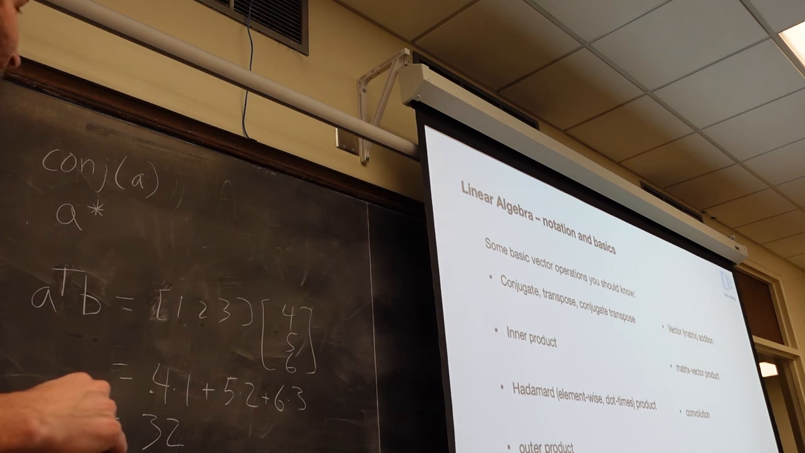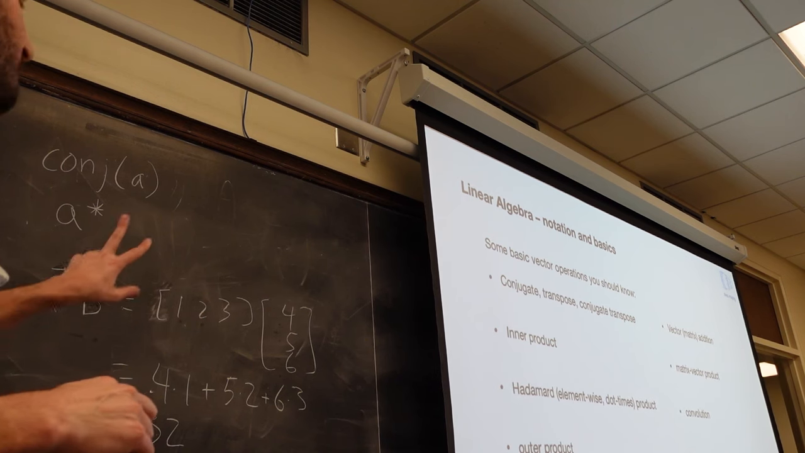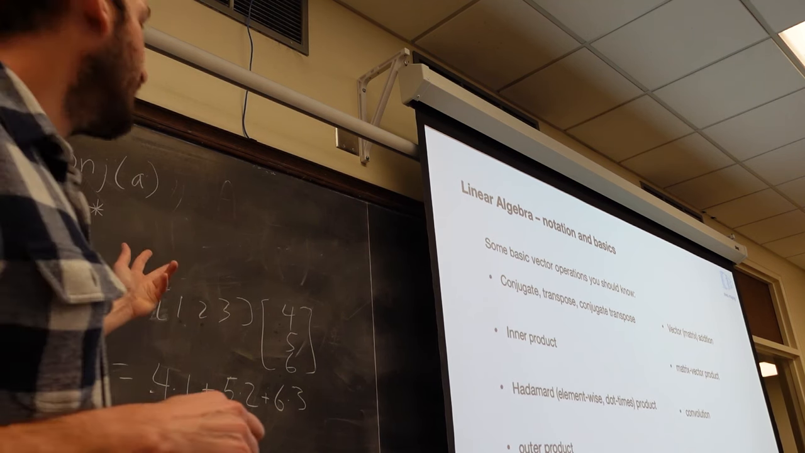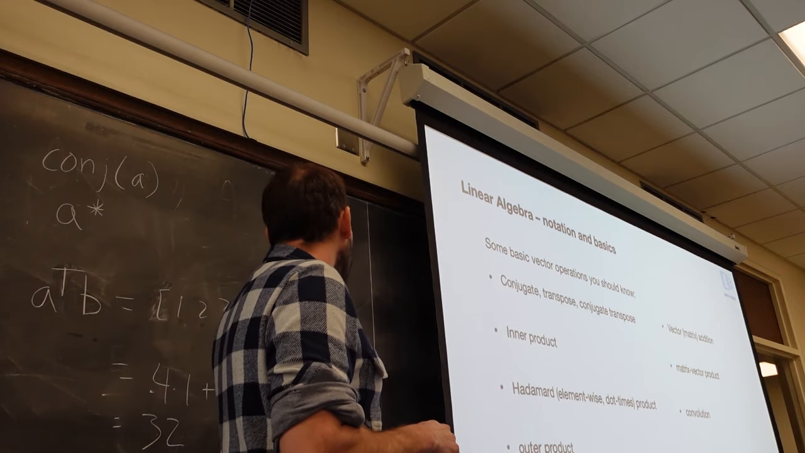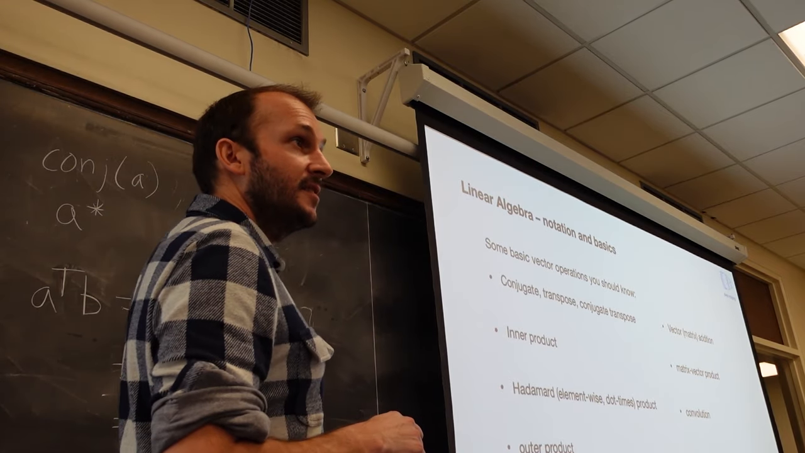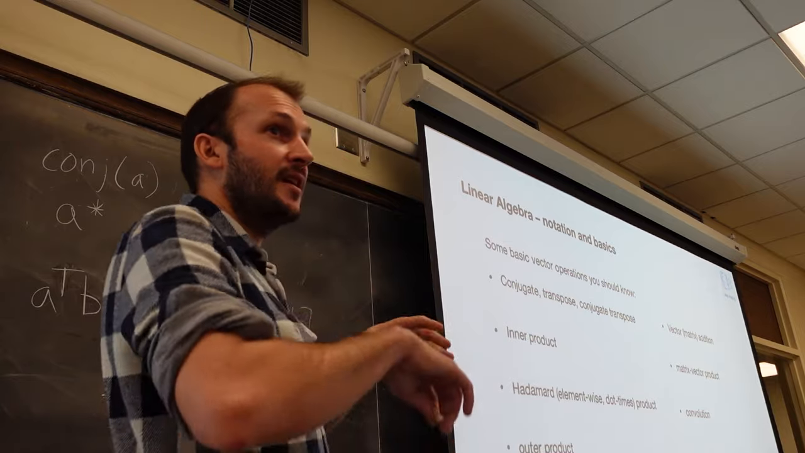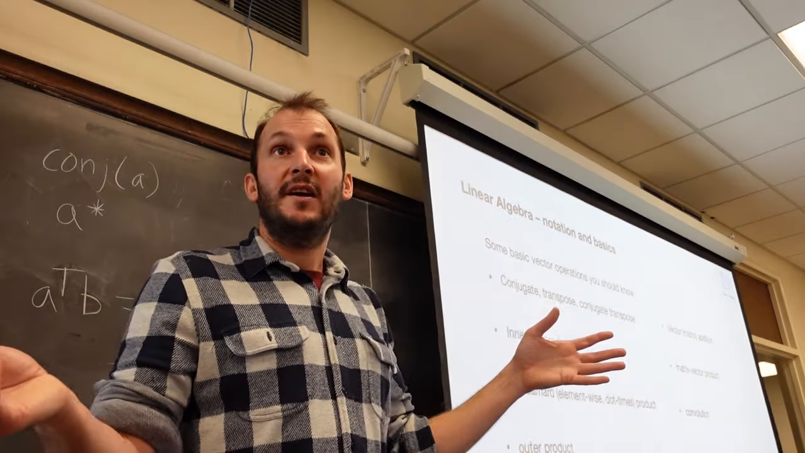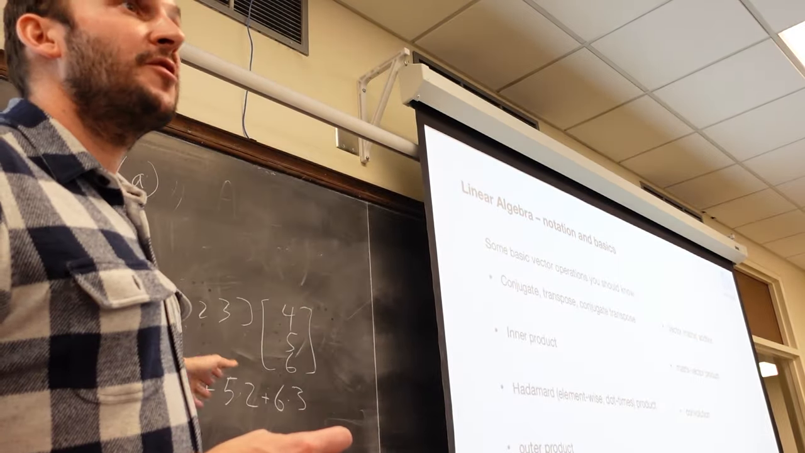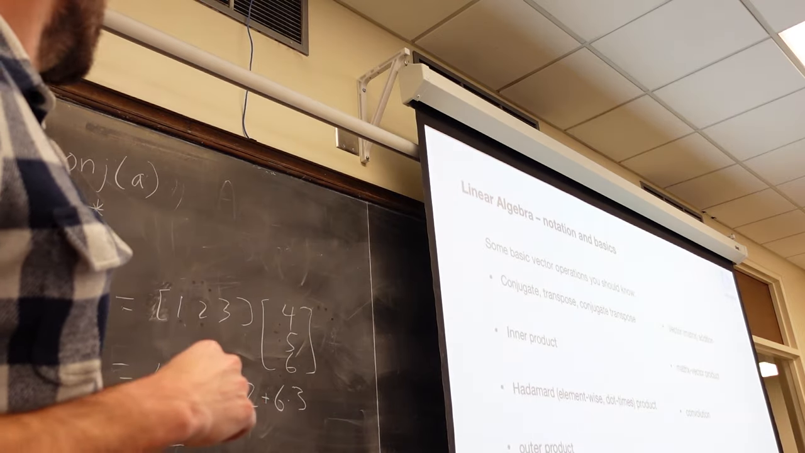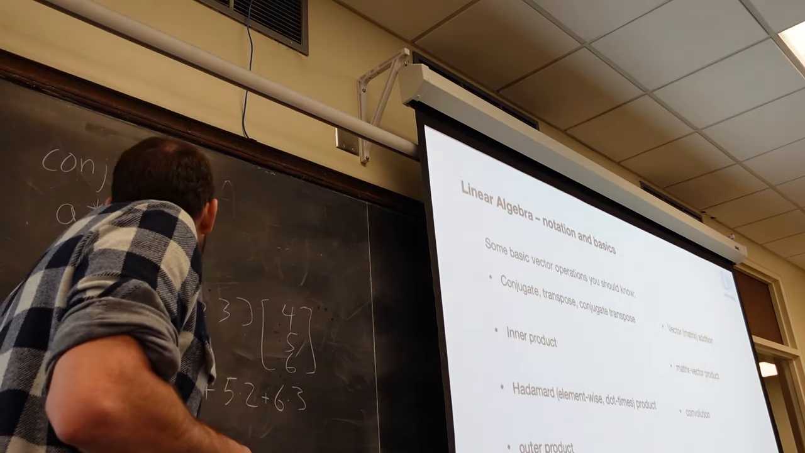So an outer product is the flip of that. You multiply a row vector on this side with a column vector on this side. The result of an outer product is a matrix, right? And so in that case, it would be a 3 by 3 matrix. The Hadamard product, which we'll also do, I'll erase this conjugate stuff.